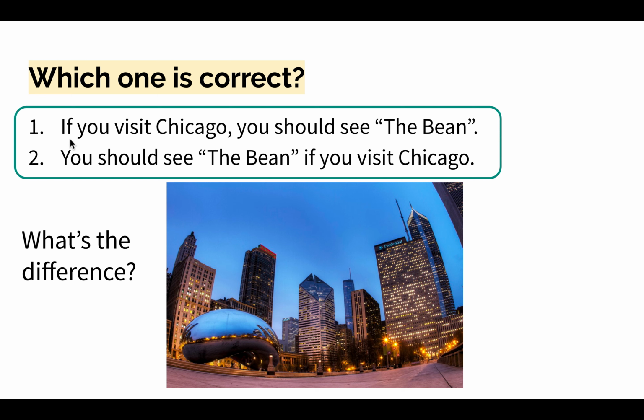The if clause is actually a dependent clause, right? Just like the time clauses and the adverb clauses and the noun clauses that we talked about, an if clause is a dependent clause. So when the if clause is first in the sentence, we will add a comma. However, in number 2, the if clause or the dependent clause is second in the sentence. Therefore, we don't need a comma here.